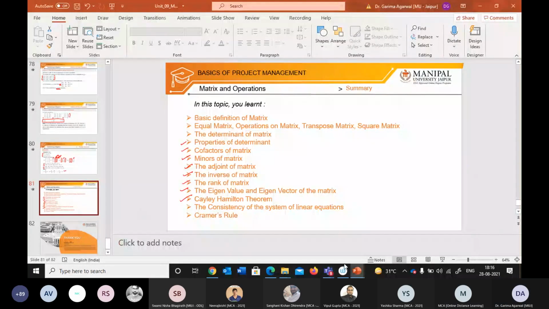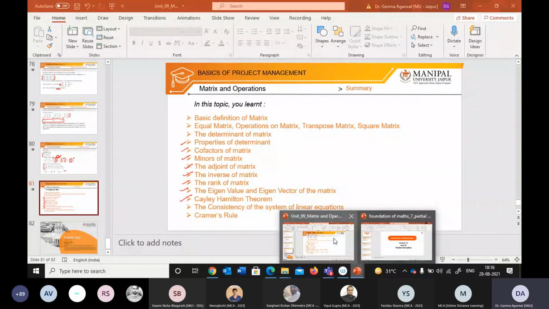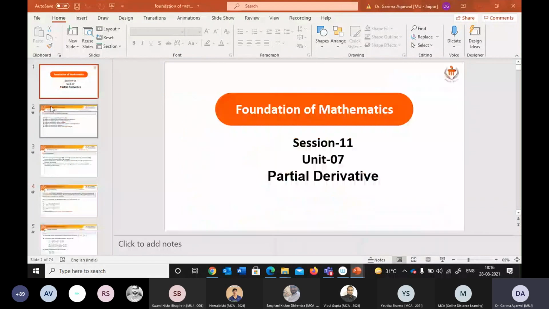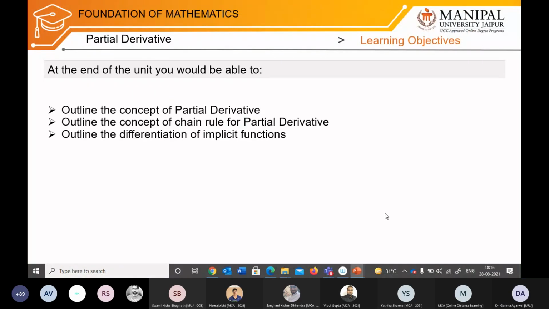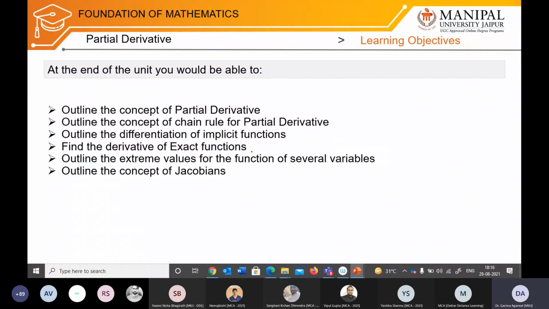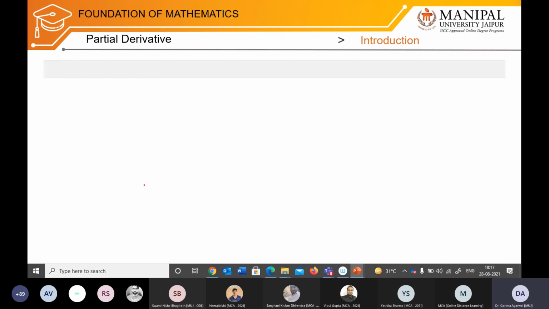Fine. So let's start the next unit, that is partial derivatives. So in this unit we discuss the partial derivatives, concept of chain rule, functions, exact functions, derivative of exact functions, extreme values and Jacobians, and double and triple integrals. These topics we cover in this unit. This is unit 7, right?